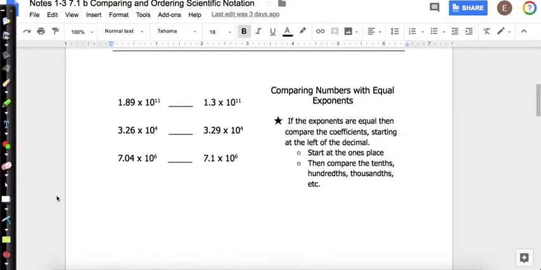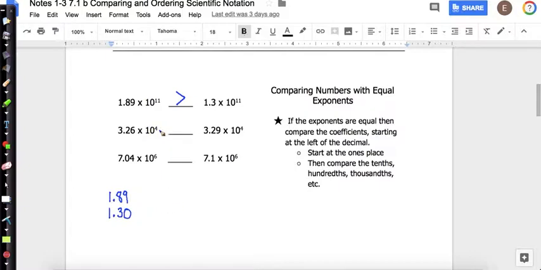So let's look at the bottom. Now we're going to compare numbers with equal exponents. So the first one, we have 1 and 89 hundredths times 10 to the 11th. 1 and 3/10 times 10 to the 11th. So what we're going to do is write them down here. And when we compare decimals, we line them up. So 1 and 3/10. What can I drop here? Correct. A 0. And how does 1 and 89 hundredths compare to 1 and 30 hundredths? We say that it's greater than. So we're going to put a greater than symbol.